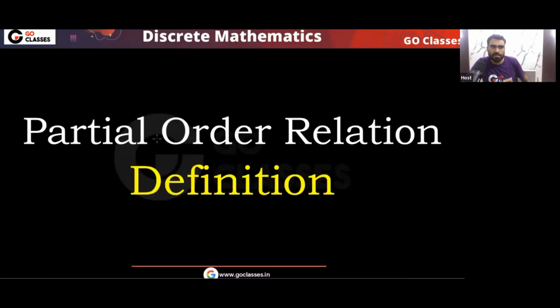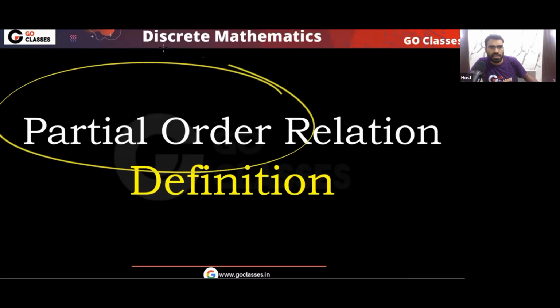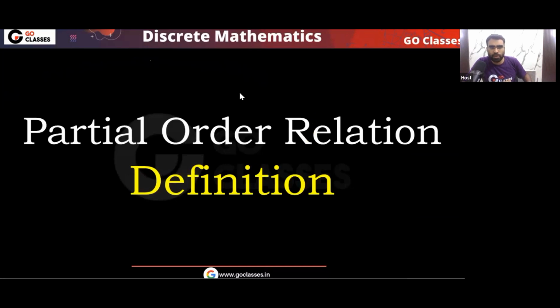Now let's see the definition of partial order relation. This is our main topic. So far we have seen the revision, the summary of reflexive relation, transitive relation, and antisymmetric relation. Why did I give you this revision? Because now we will see the definition of partial order relation, and that will be useful.